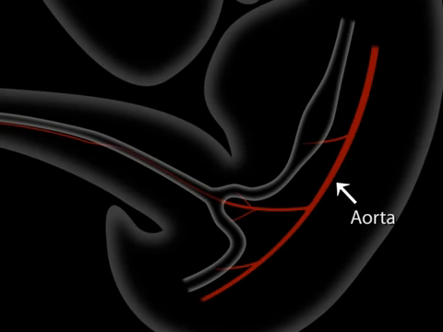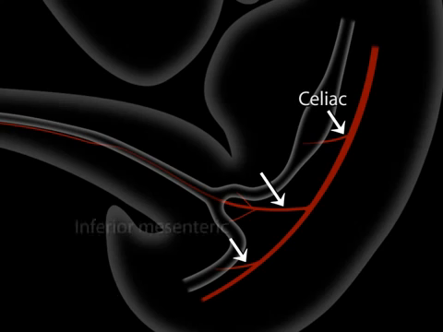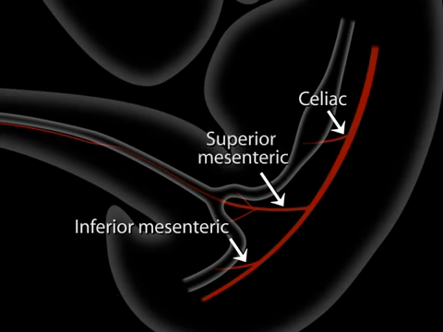Here's the aorta. Here are the three arteries that supply the GI tract: the celiac for the foregut, the inferior mesenteric for the hindgut, and the superior mesenteric for the midgut.